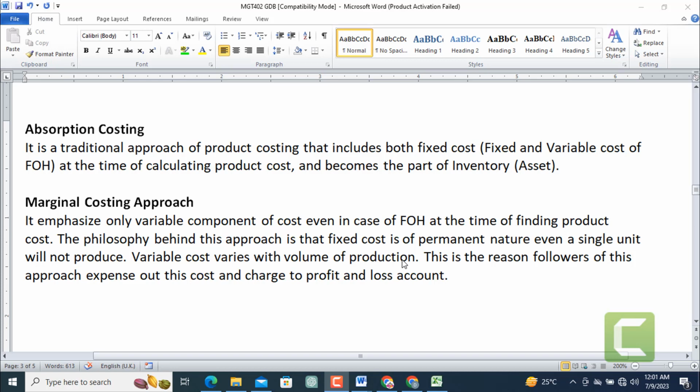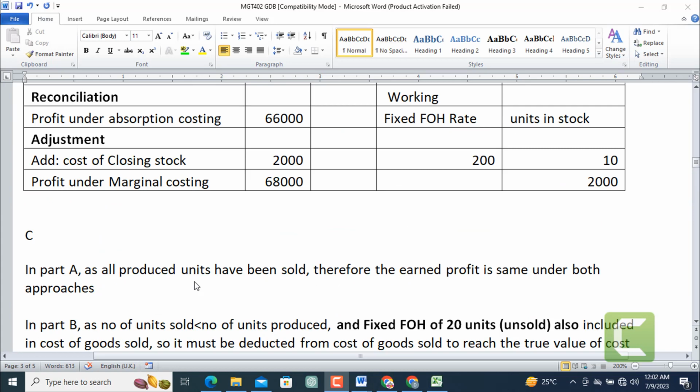So this is the main difference between absorption costing and marginal costing. What is that? Absorption costing is a traditional one. It includes all kinds of cost in the cost of the product, but in case of marginal costing we only consider the variable portion of all types of cost, either direct cost or indirect cost, at the time of finding product cost, but we will deduct this fixed cost, fixed FOH cost, at the time of determining the net income or net profit.